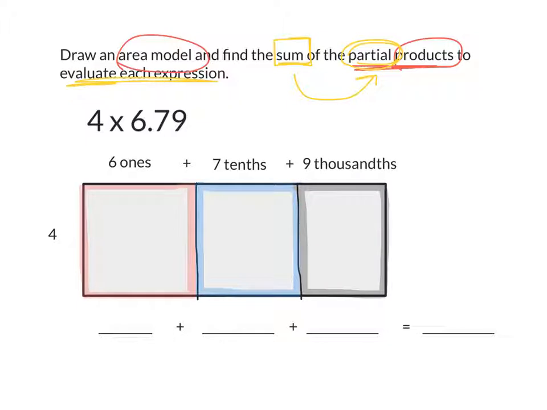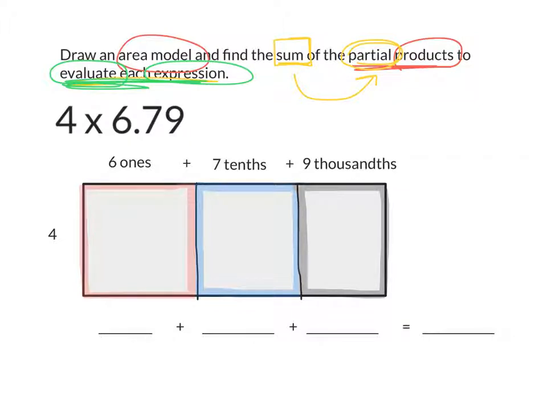To evaluate each expression. When you talk about evaluate, that just means solve, and expression means equation. So we're going to use an area model to find parts of the product. We're going to add up all those parts to find the sum to solve the equation. Make sense? The problem we're going to be working on right now is 4 times 6.79.